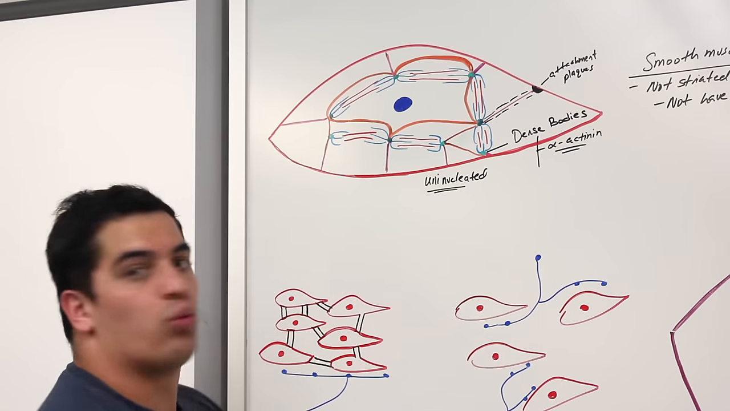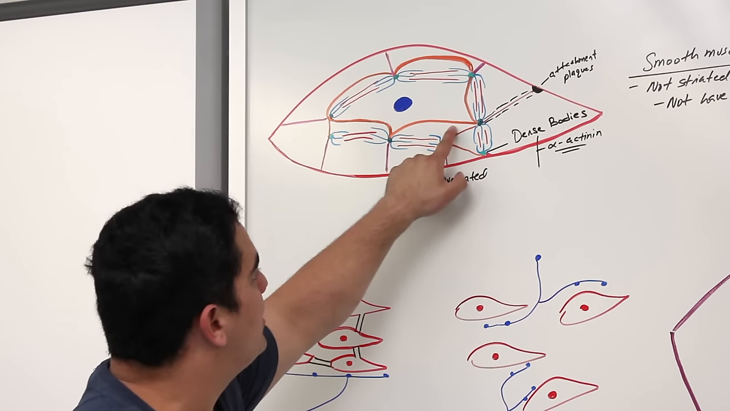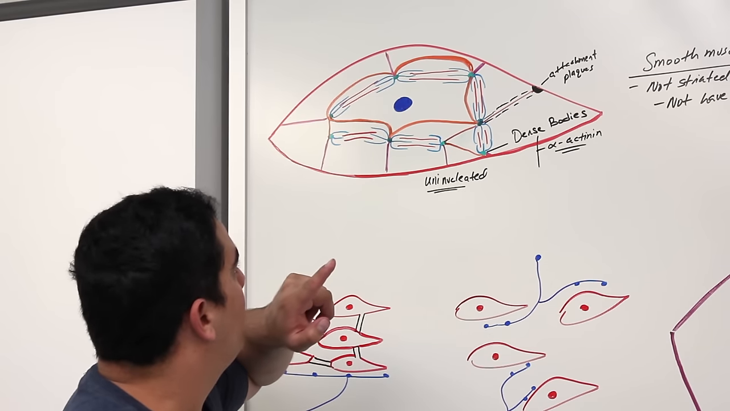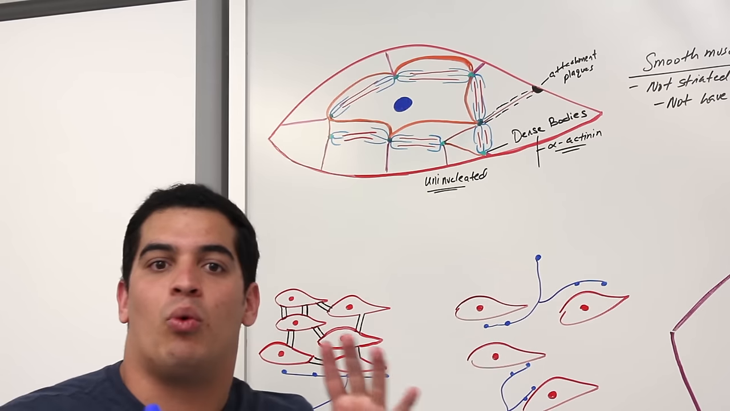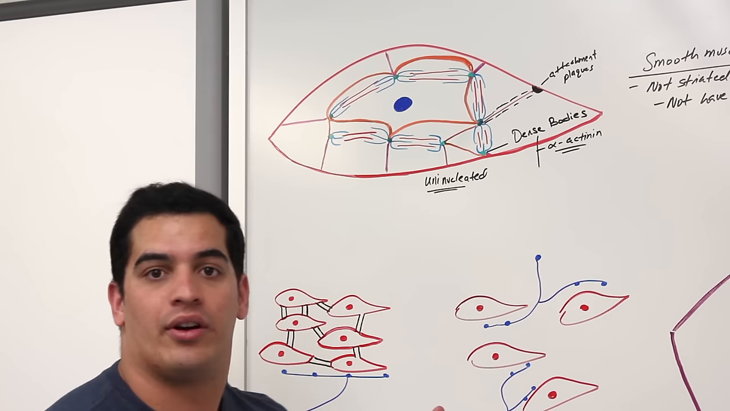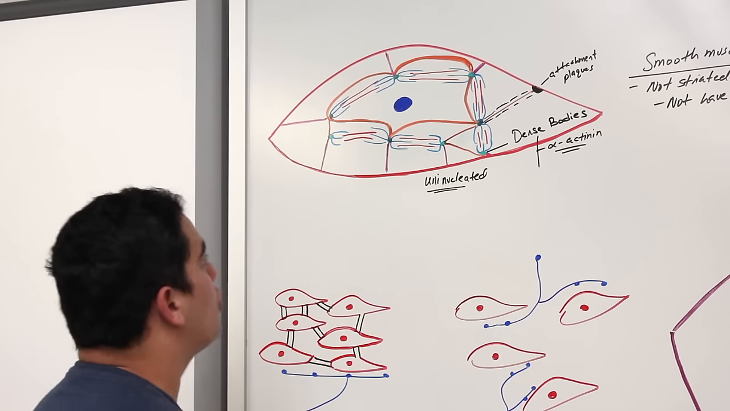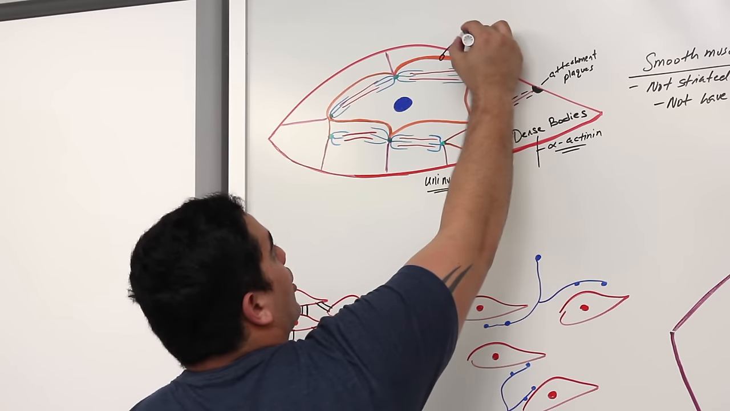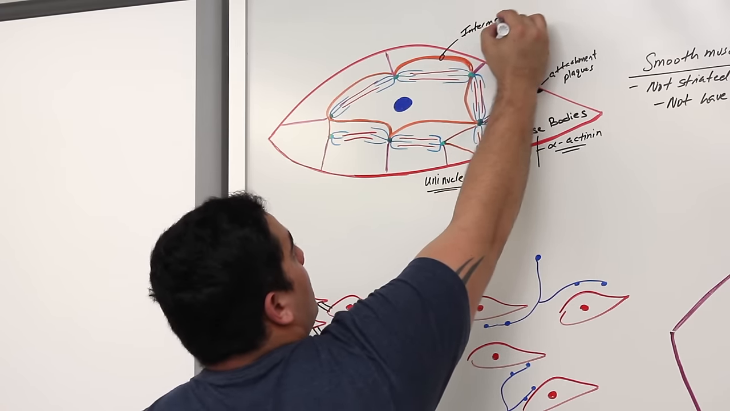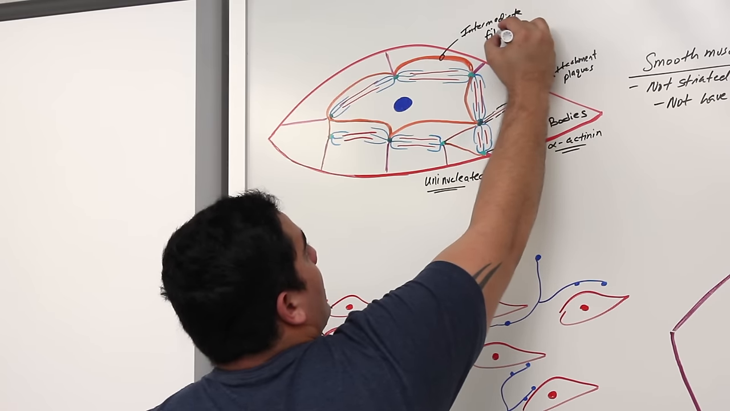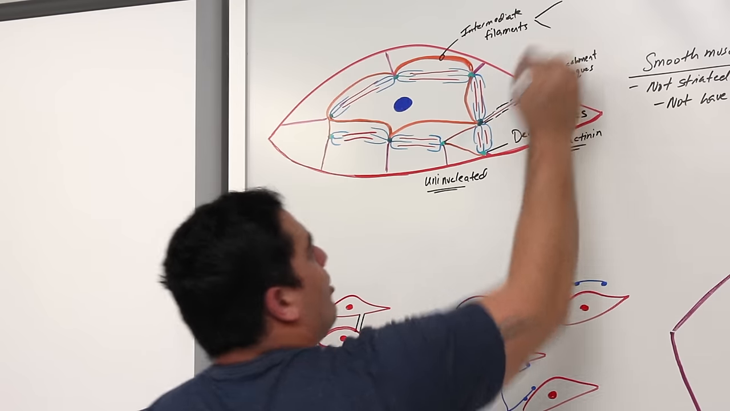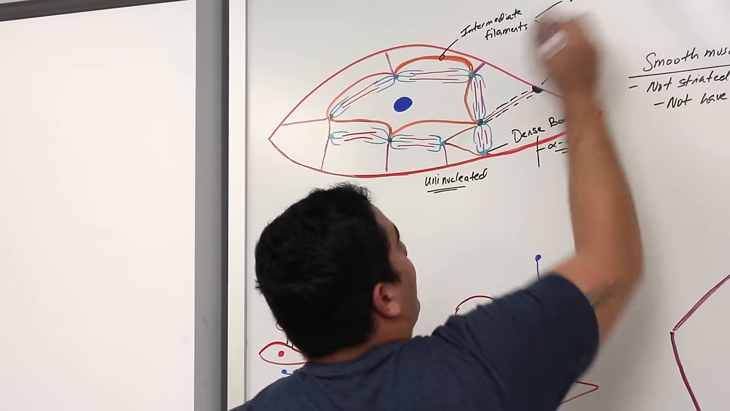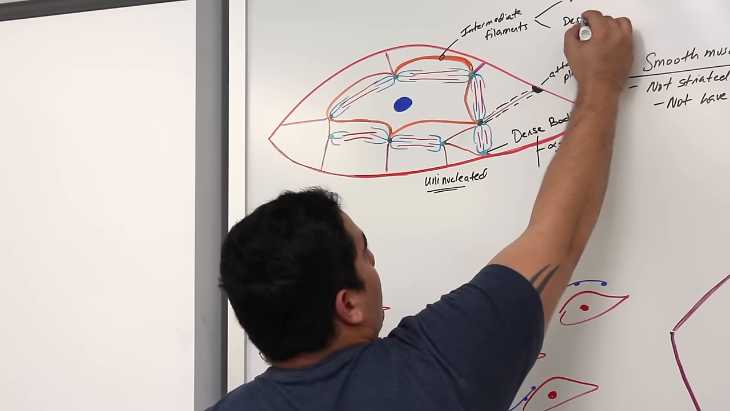The other thing that's really, really important is these orange proteins. You see these orange proteins here? It's connecting that dense body to that dense body, connecting that dense body to that dense body, and connecting that dense body to that dense body. Basically, it's connecting the dense bodies to one another. What is that orange protein called? That orange protein is actually your intermediate filament. And it is composed of two primary proteins. One is called vimentin, and the other one is called desmin.